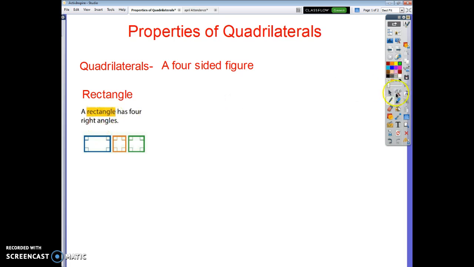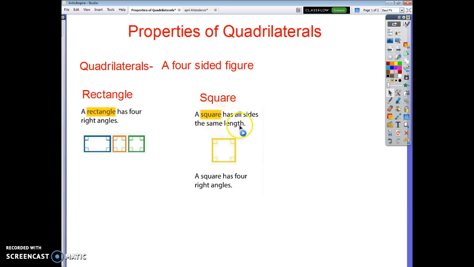Once we get done with our rectangles, that's going to put us into squares. And squares are a little bit different than rectangles. Squares have certain properties, and a square is a square if it has all sides the same length. Because it's a quadrilateral, it has four sides. All four sides have to be the same length, and a square has to have four right angles. If it does not have four right angles, it is not a square.